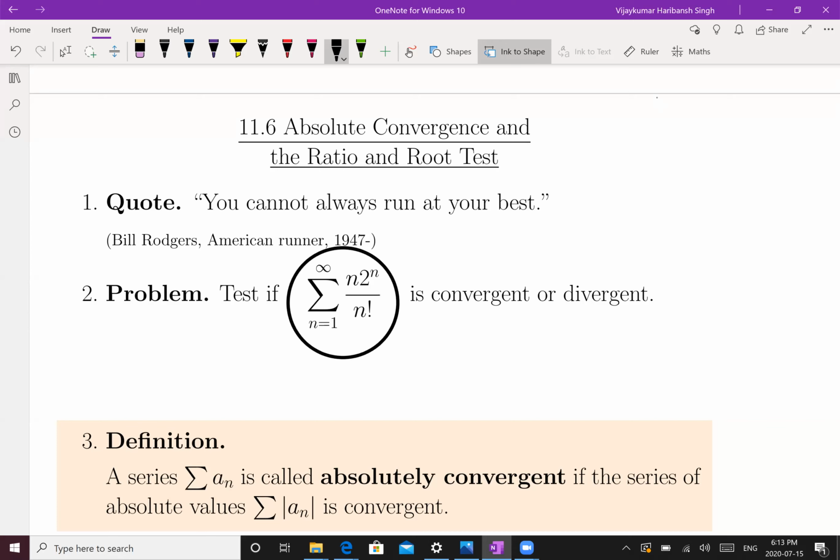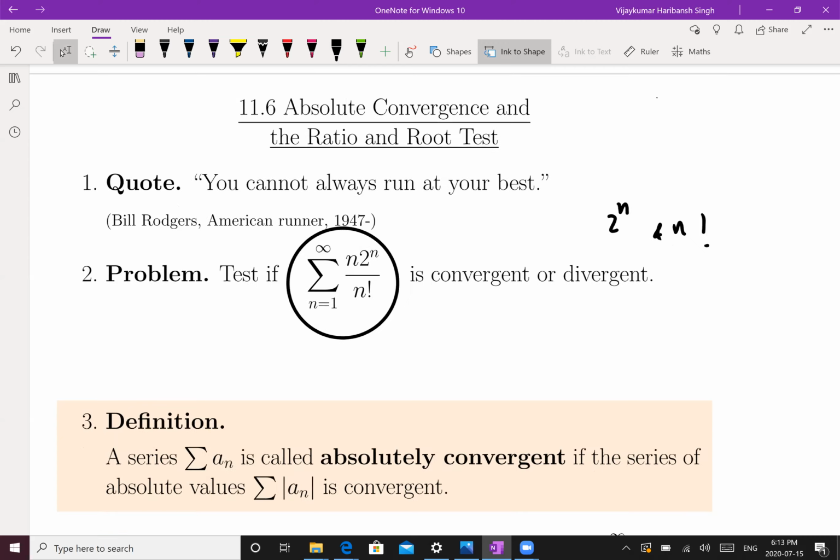Now note that to do this problem, if you want to use the comparison test, there's no straightforward comparison yet, all right? In that case, you will have to compare 2 to the n and n factorial and then work it out, okay? So we'll develop a new technique on how to look at the convergence or divergence of the series.